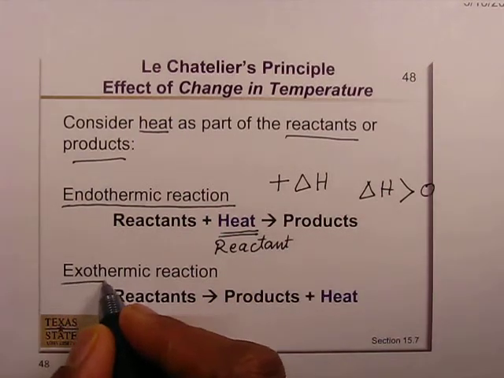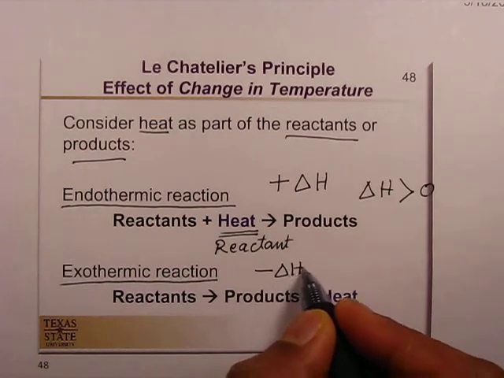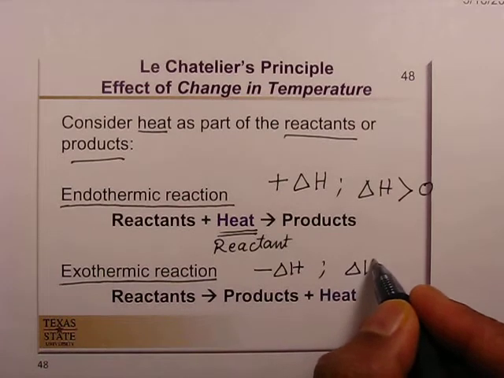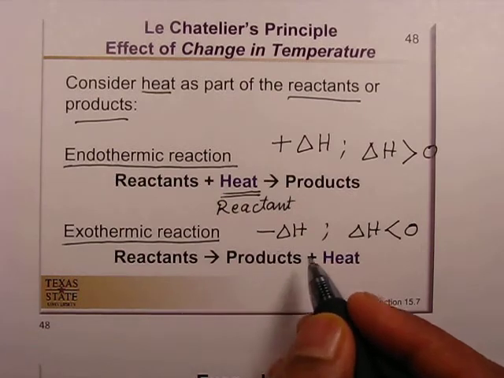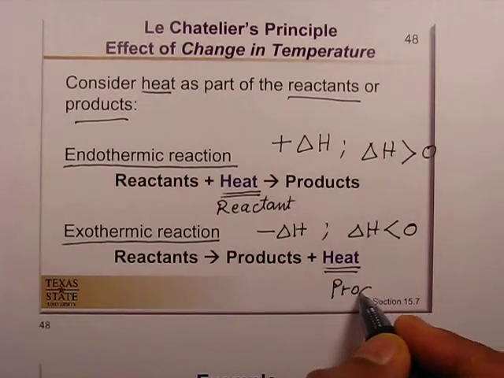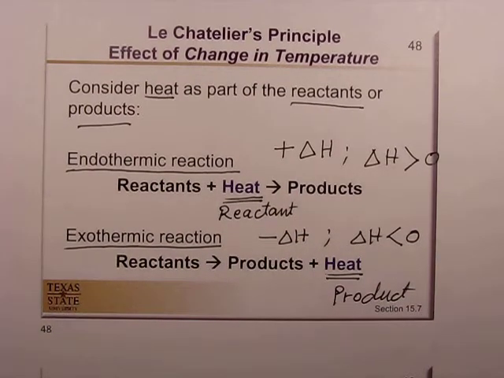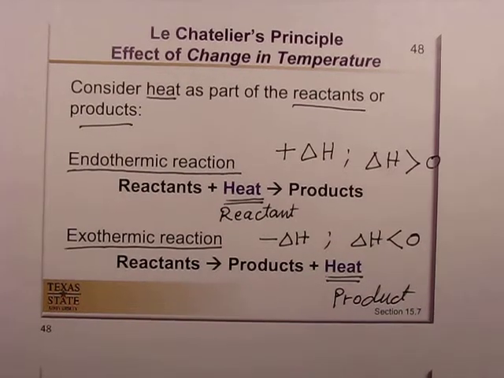And in case of an exothermic reaction where delta H is negative, or we can say that delta H is less than 0, in that case heat is considered as a part of product, another product. So we use this principle to understand the effect of heat, or the effect of change in temperature, for the reaction.